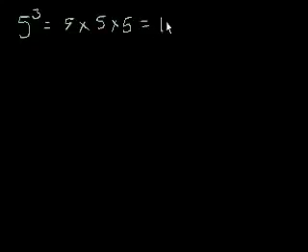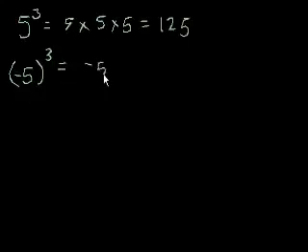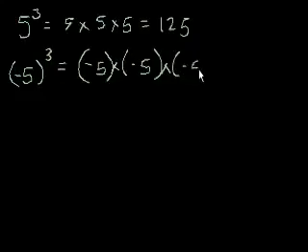If I asked you what 5 to the third power is, that's equivalent to 5 times 5 times 5, which equals 125. Similarly, if I were to ask you what negative 5 to the third power is, that would be negative 5 times negative 5 times negative 5, which would be negative 125.